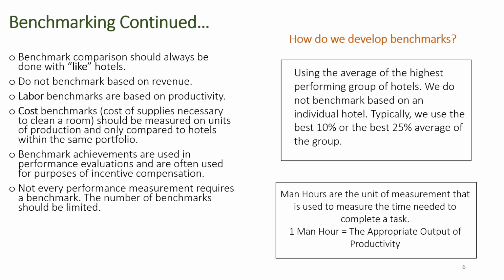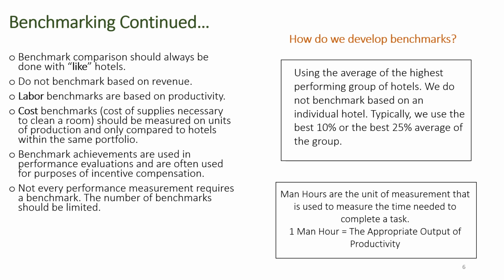Not every performance measurement requires a benchmark for performance evaluation and analysis. The number of benchmarks should be limited, and the only ones that are most important should be focused on. For example, labor costs in terms of man-hours per unit sold. We know labor is the highest expense a hotel has, so this would need to be at least one of the chosen benchmarks. Typically, any performance that correlates to revenue earned or expenses saved would need to have a benchmark that can be measured against other like units.